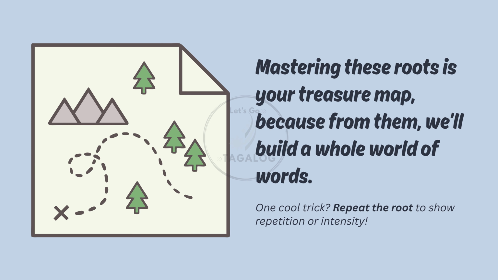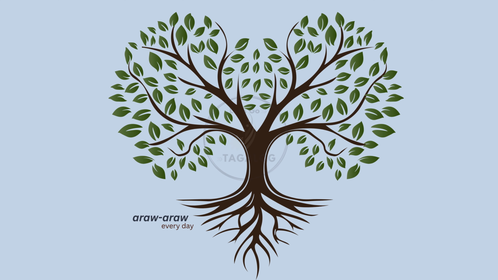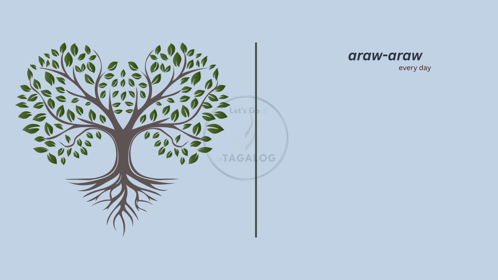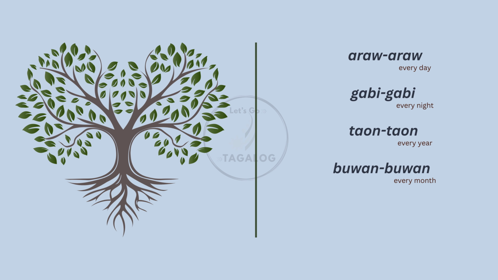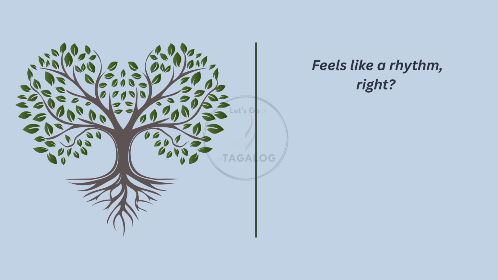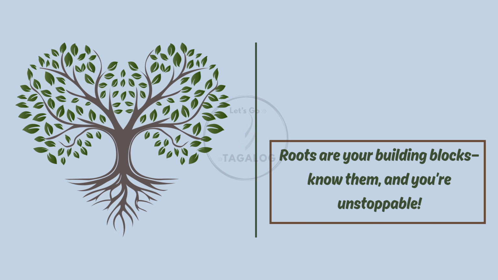One cool trick? Repeat the root to show repetition or intensity. Check these out. Araw becomes araw-araw. Gabi turns into gabi-gabi. Taon doubles to taon-taon. Buwan shifts to buwan-buwan. Say them with me. Araw-araw, gabi-gabi, taon-taon, buwan-buwan. Feels like a rhythm, right? Roots are your building blocks. Know them and you're unstoppable.